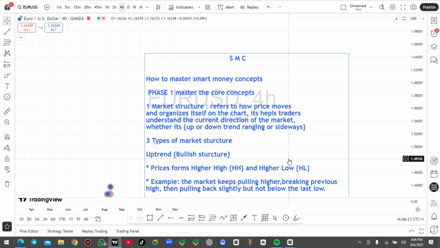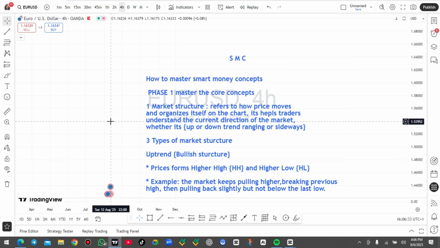Now, a lot of people will come and say, okay, I want to trade with SMC, I want to trade with smart money concept. There are a lot of things you need to understand before going into SMC structure. Number one is how to master smart money concept. You need to understand that smart money concepts have stages that you need to understand before diving into other blocks.